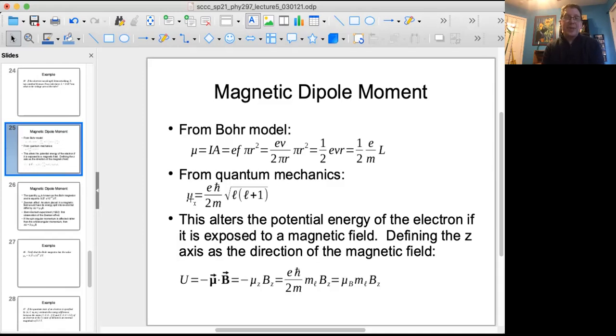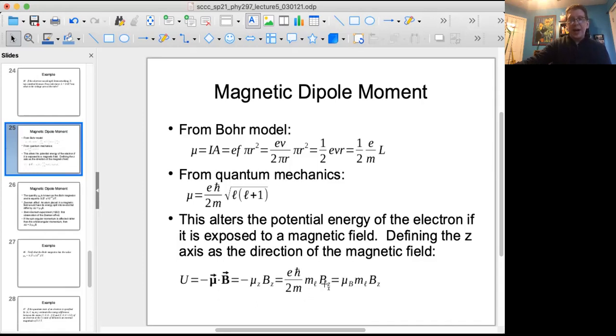And so the potential energy of a dipole moment in a magnetic field is equal to negative mu dot B. And so if you set up the magnetic field so that it's in the z direction, you get negative mu z Bz. And so you have a potential energy for the electron. And so you can write that as e h bar over 2m times m sub L times Bz. So remember, you have the orbital quantum number, and so m sub L.